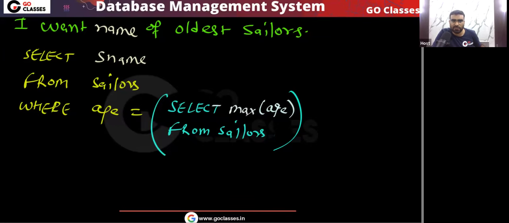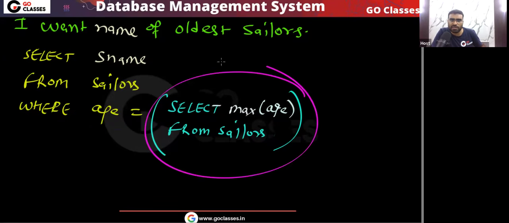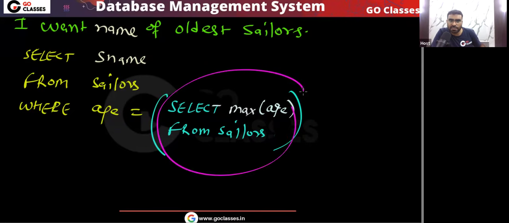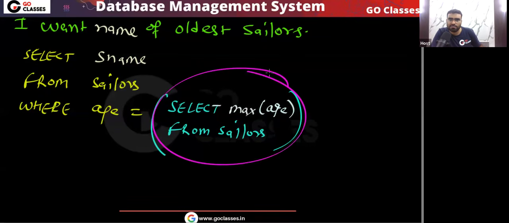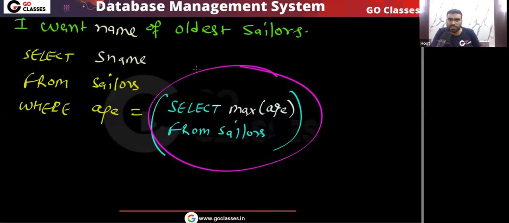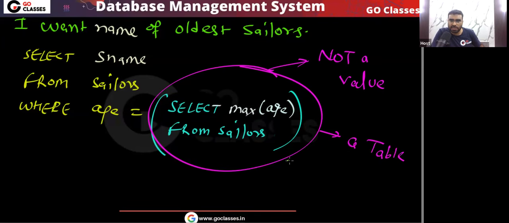But one more question I want to ask. See, one more question is this: age should be equal to a value. Is this a value or is this a table? This is not a value. This is a table, right? Do you agree that this is a table?